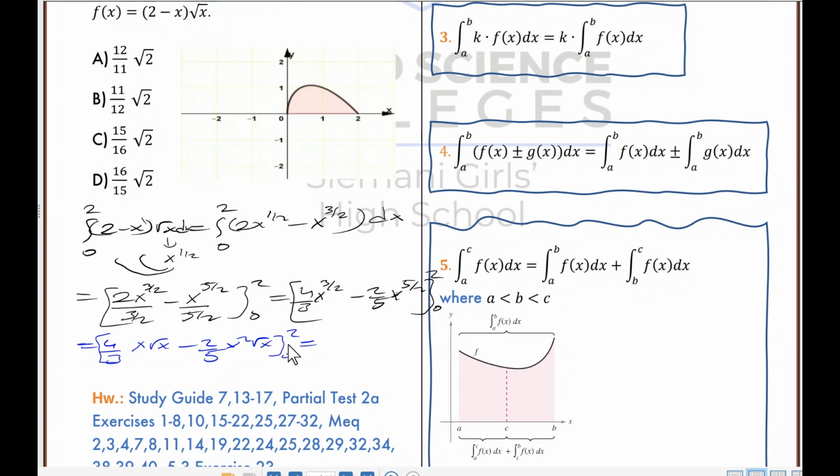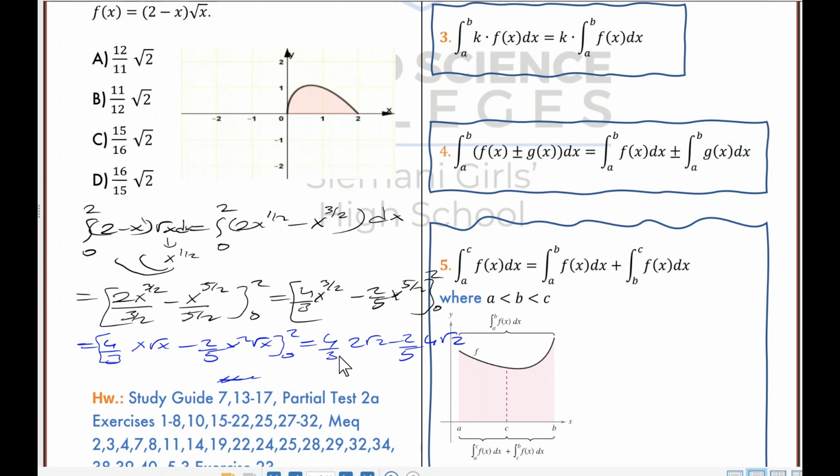Now let me evaluate at the upper bound. 4 over 3 times 2 root of 2 minus 2 over 5 times 2 squared, 4 root of 2. Minus, evaluate at 0. At 0 it's going to be 0. So no need. So now simplify this.